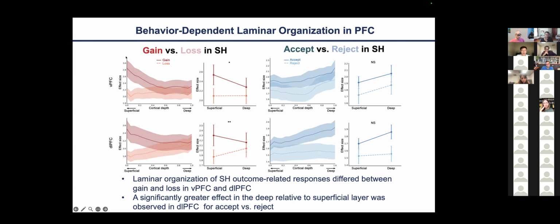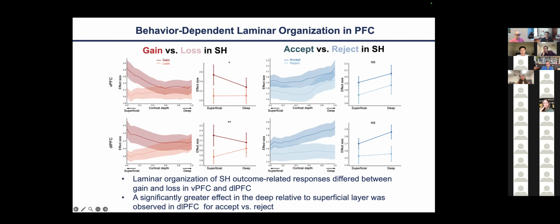The outcome valence effect is mainly in the superficial layer. And for the actor, first reject, the different choice selection also shows some effect, both of them toward the deep layer. And in the DLPFC, we see a significantly greater effect in the deep layer relative to superficial for the accept-first-low, for first reject in the DLPFC.